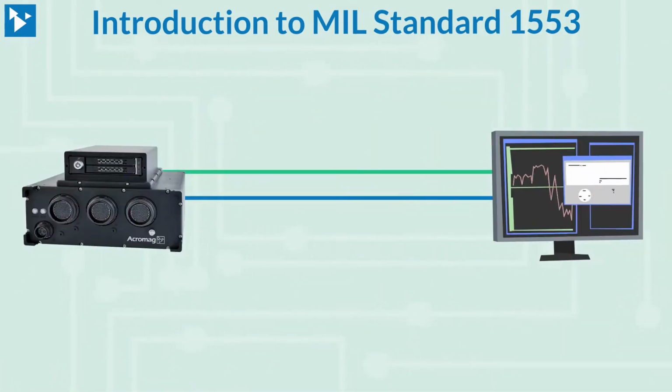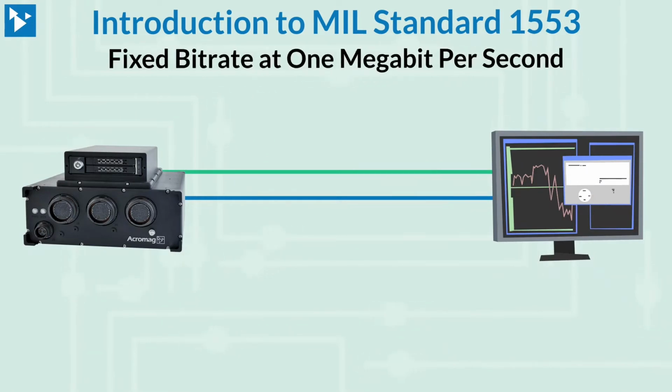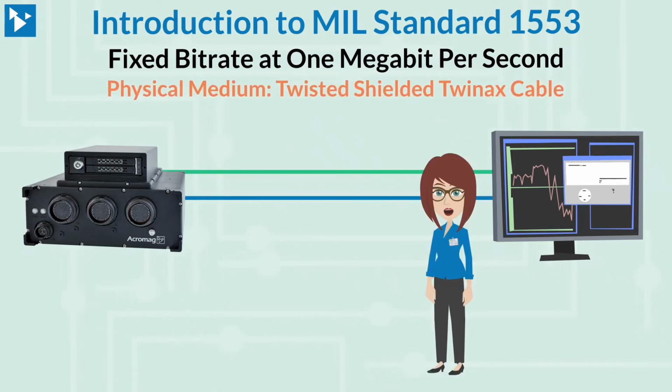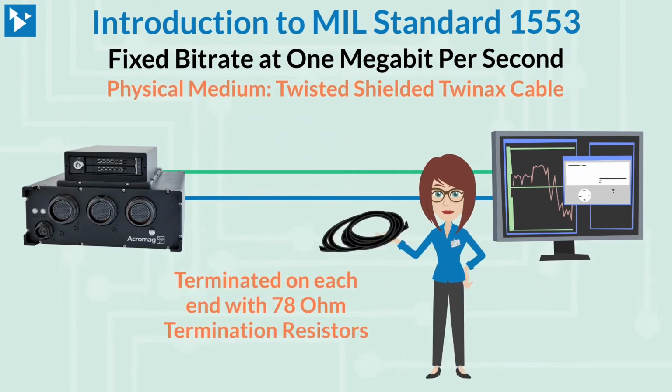The MIL Standard 1553 bus is a fixed bit rate at 1 megabit per second. Communication is half duplex. The physical medium is a twisted shielded cable known as Twin-X. It's terminated on each end with 78 ohm termination resistors.